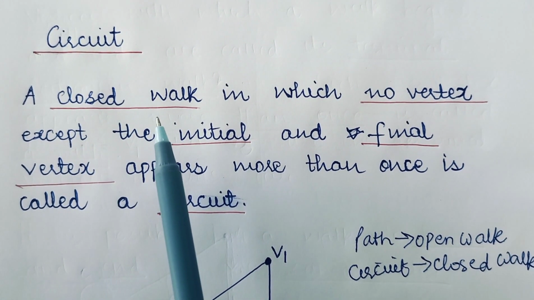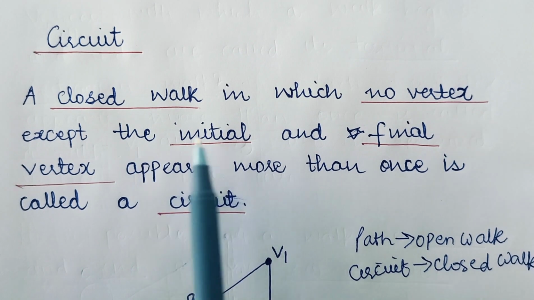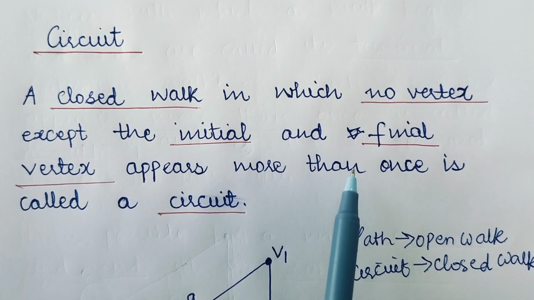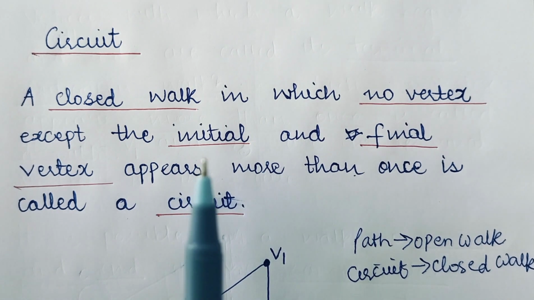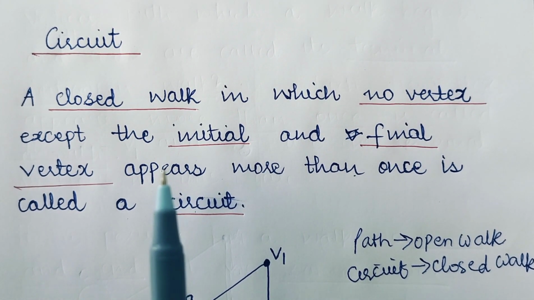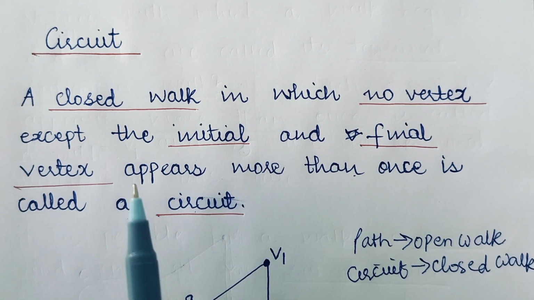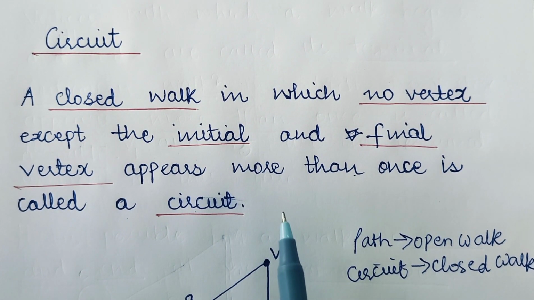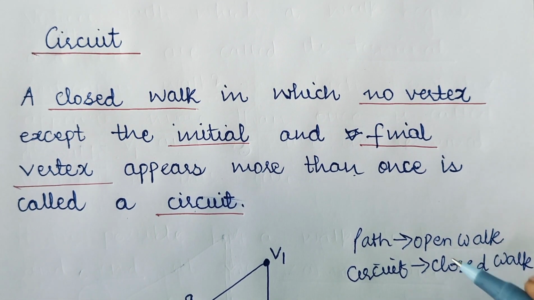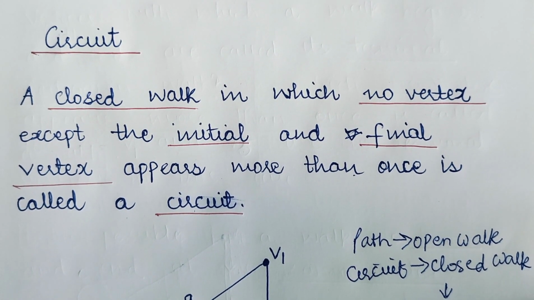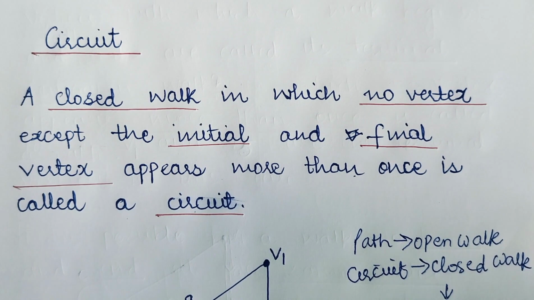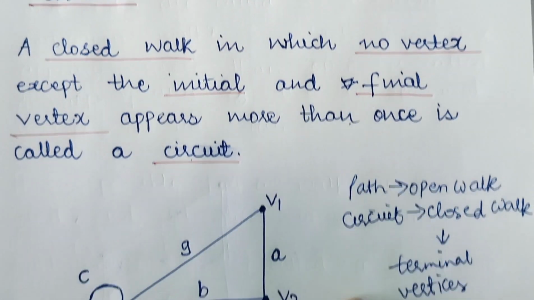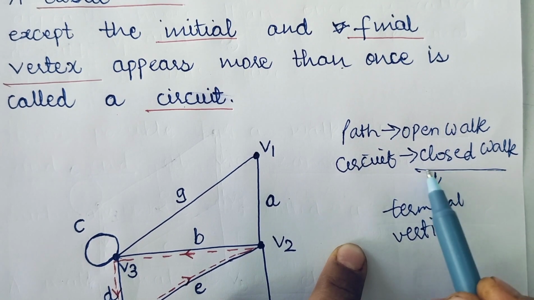A closed walk in which no vertex except the initial and final vertex appears more than once is called a circuit. Again, a circuit is a walk in which no vertex except the initial and final vertex appears more than once. Now, why are we allowing the initial and final vertex to appear more than once? Because obviously it is a closed walk. And as I said, in a closed walk the terminal vertices are the same. So the opening vertex and the ending vertex have to be the same, only then it can be called a closed walk.